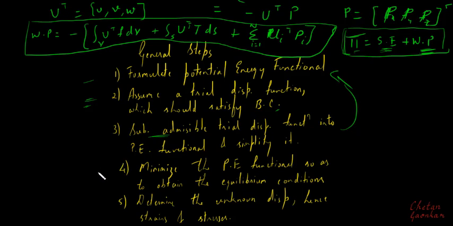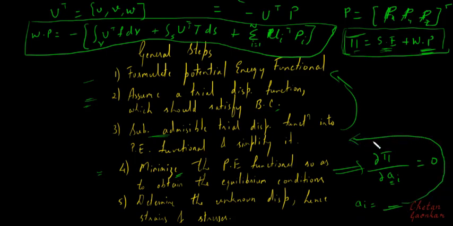Then we'll minimize this potential energy functional. We have also seen why we minimize this potential energy functional. We'll minimize it with respect to some unknown parameter and then we'll equate it to zero. From this we will get a set of simultaneous equations. We'll solve them and we'll find the values of the unknown parameters. We'll substitute these unknown parameters back in this admissible solution, and this will be our final solution. Alright, so let us see one or two examples using Rayleigh Ritz method.